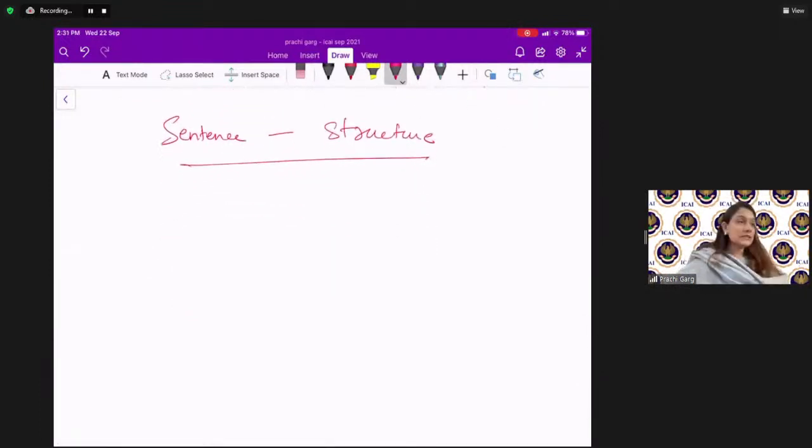Right. Now, sentence structures. Let's start one by one. Please listen to me very carefully. This will really help you when you're doing your writing skills, right? These things mostly help you when you're writing something, like a formal email.